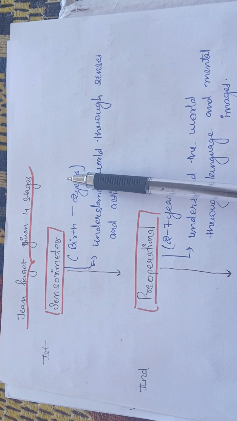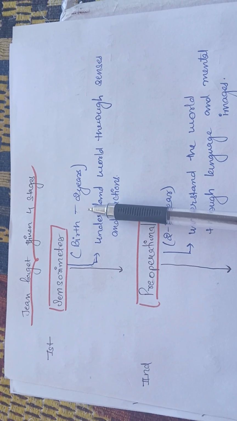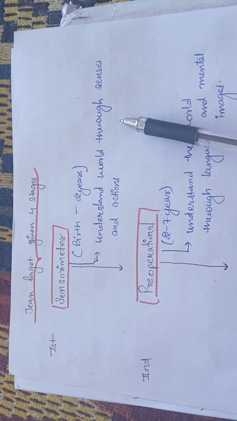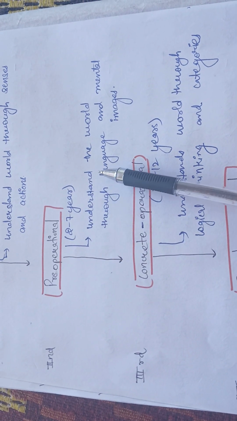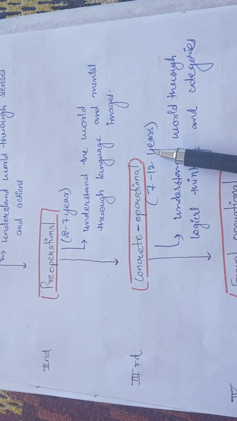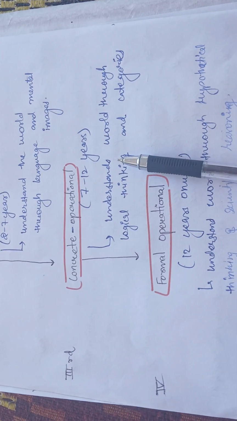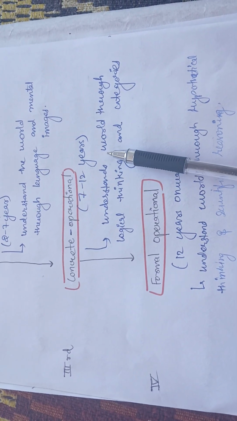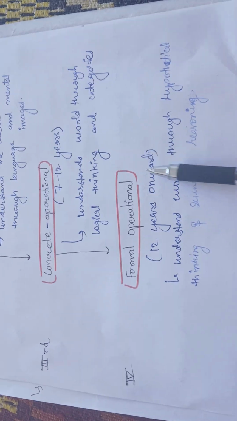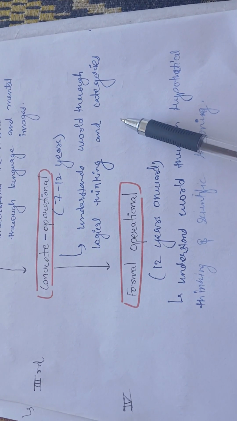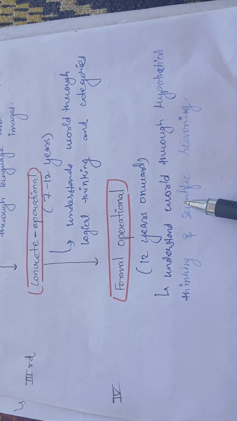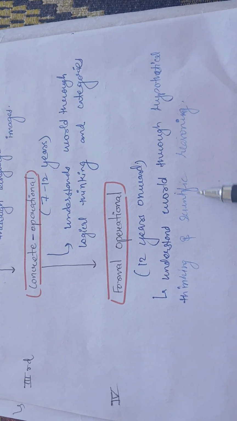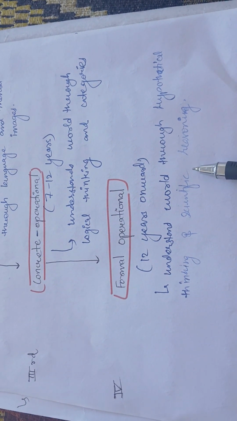Jean Piaget gave four stages. First, sensorimotor, birth to 2 years: understands the world through senses and actions. Second, pre-operational, 2 to 7 years: understands the world through language and mental images. Third, concrete operational, 7 to 11 years: understands the world through logical thinking and categories. Formal operational, 12 years and onward: understands the world through hypothetical thinking and scientific reasoning.